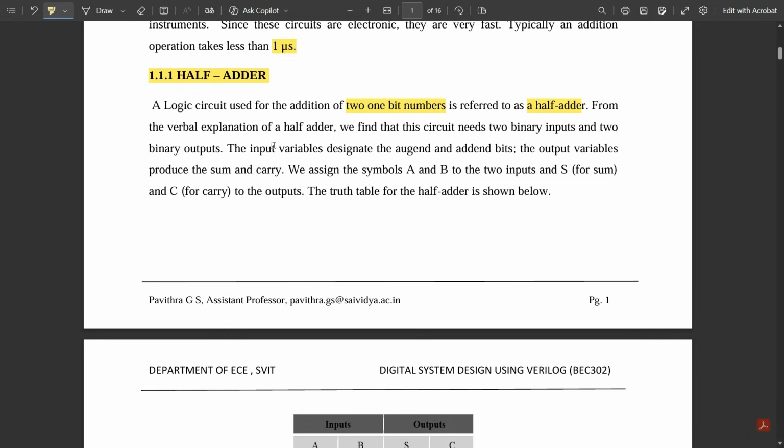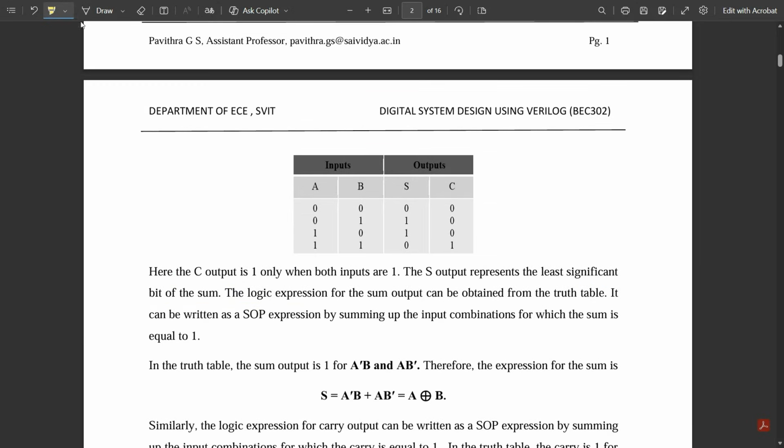From the verbal explanation of a half adder, we find that this circuit needs two binary inputs and two binary outputs. The input variables designate the augend and addend bits, that is, the two bits which are required to be added up. The output variables produce two components, sum and carry. We will see their different expressions later. We assign the symbols A and B to the two inputs, and S for sum and C for carry for the outputs. The truth table of the half adder is shown below.